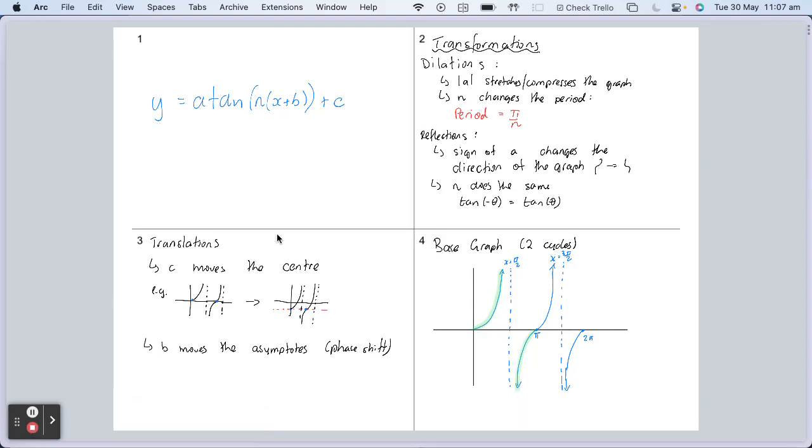So we are looking at tan graphs, and we're going to apply the same principles to this tan graph as we did to sine and cosine. We're going to consider the transformations, and then we're going to see how those transformations affect our drawing of a graph.